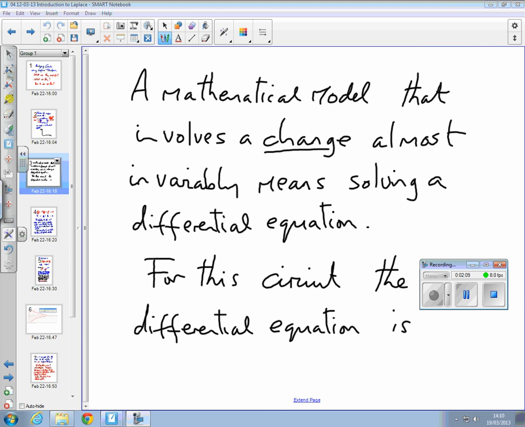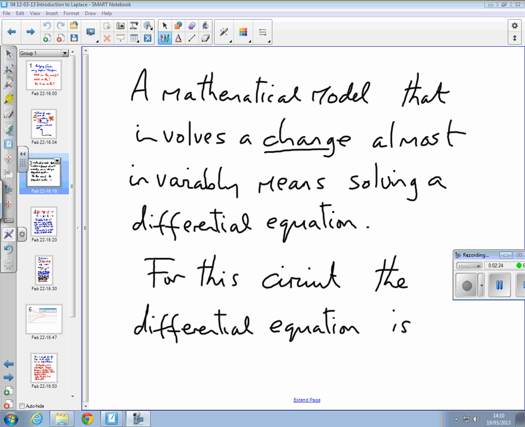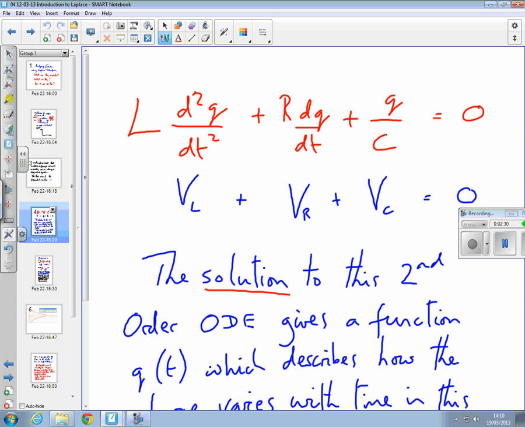A mathematical model that involves a change almost invariably means solving a differential equation. And last year, those of you who did the maths with me in year 2, we looked at differential equations. For this particular circuit, there's a differential equation that describes it, and here it is. I want to look at this differential equation for a minute and talk about what it's telling us.